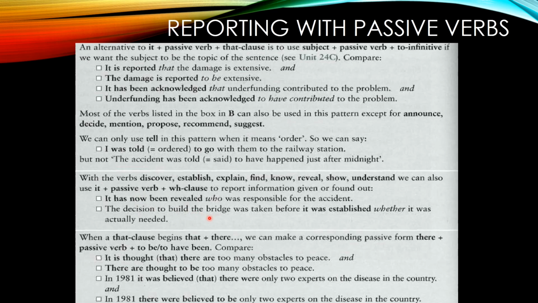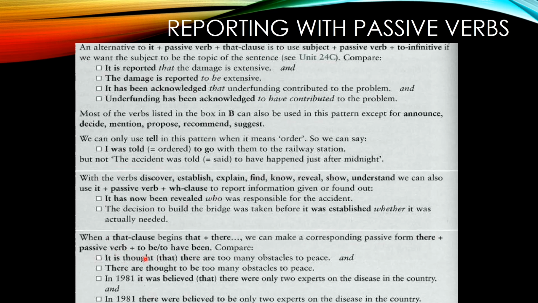The decision to build the bridge was taken before it was established whether it was actually needed. Again, the same pattern, it plus passive verb plus WH clause. When that clause begins with that plus there, we can make a corresponding passive form: there plus passive verb plus to be or to have been.